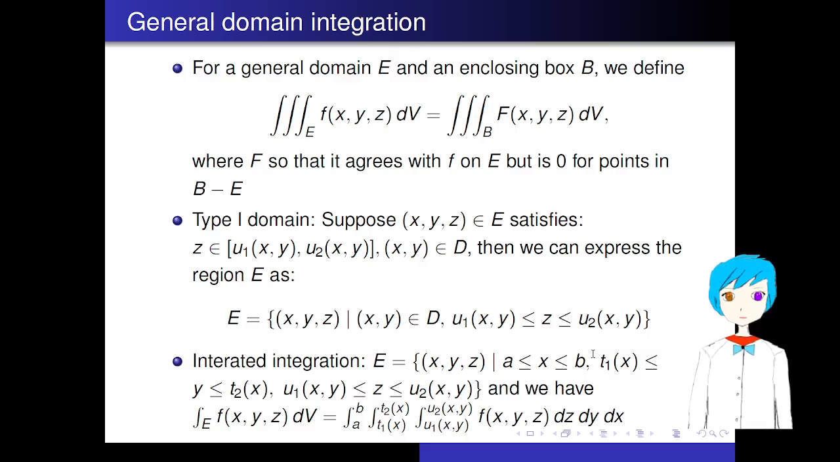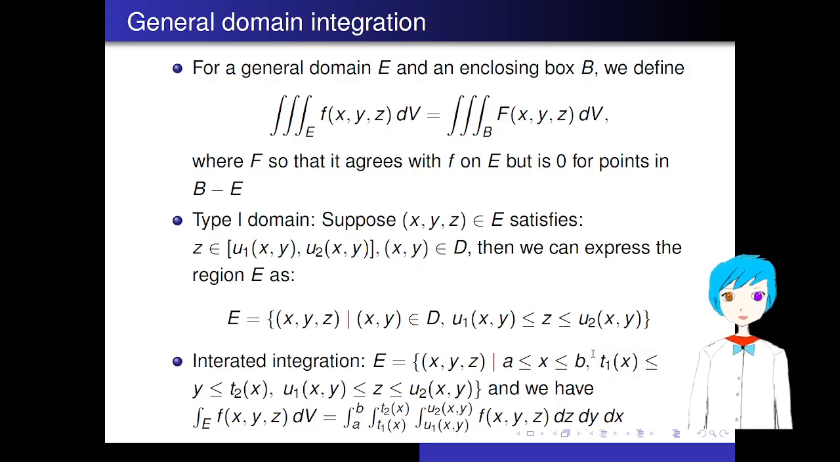Suppose the general domain E satisfies: for every x and y in D, z is in u1(x,y) to u2(x,y). Then we call E a type 1 domain. So here D is a domain in the xy plane. In this case, we can express E as the set of (x, y, z) with (x, y) in D and z from u1(x,y) to u2(x,y). That is to say, given a pair of x and y, we can determine the range of z.